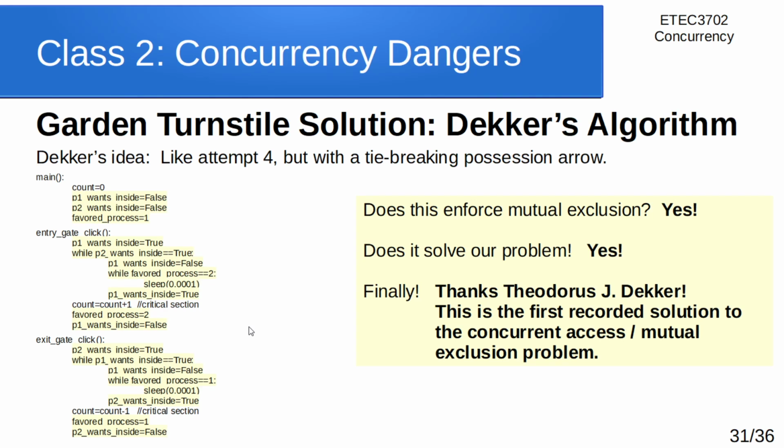And that's thanks to a mathematician, Theodorus Dekker. That's the first recorded solution to the concurrent, mutually exclusive access problem that we saw in this ornamental garden problem.